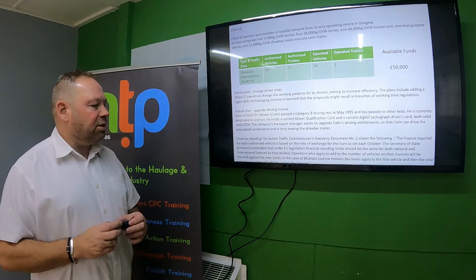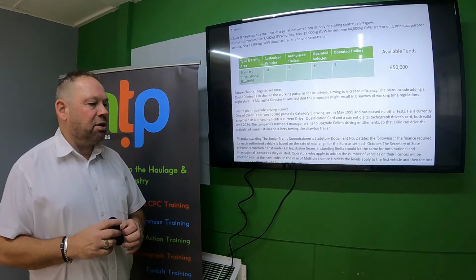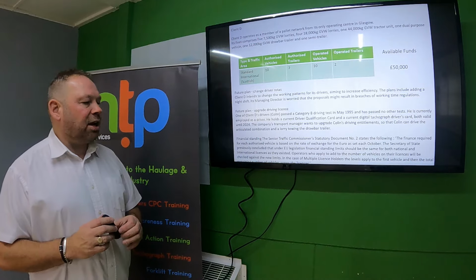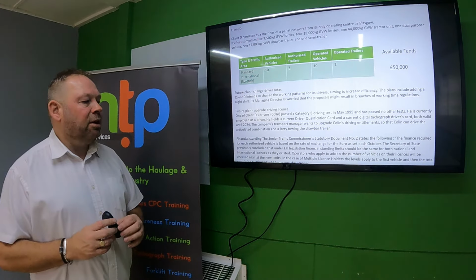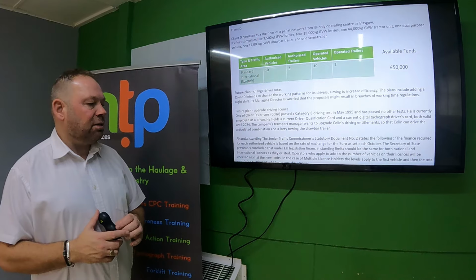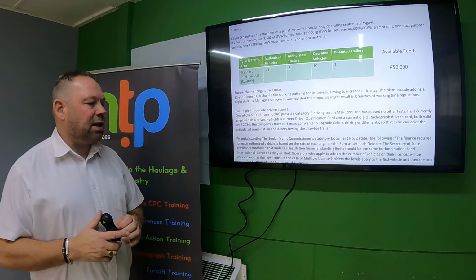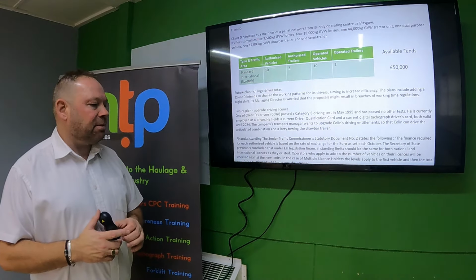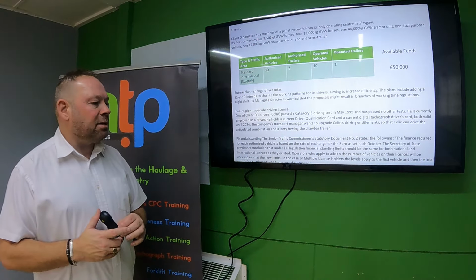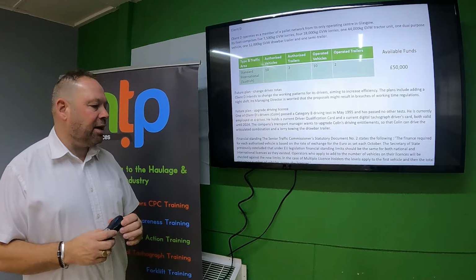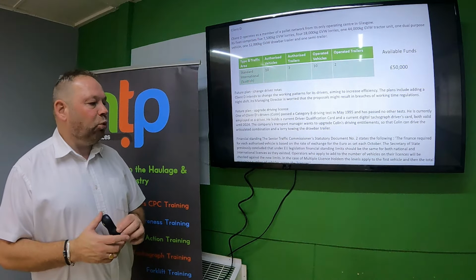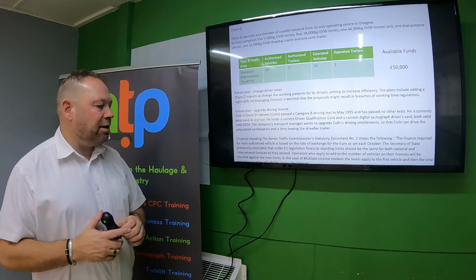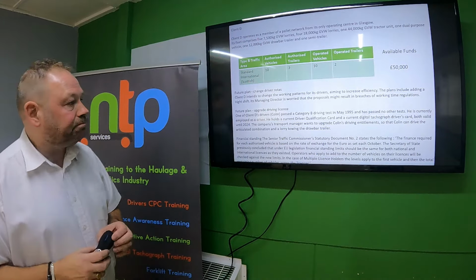Financial standing. The Senior Traffic Commissioner's statutory document number 2 states the following. The finance required for each authorised vehicle is based on the rate of exchange for the euro as set each October. The Secretary of State previously concluded that under EU legislation, financial standing limits should be the same for both national and international licences as they existed. Operators who apply to add to the number of vehicles on their licences will be checked against the new limits. In the case of multiple licence holders, the levels apply to the first vehicle and then the total remaining number of vehicles across the licences.